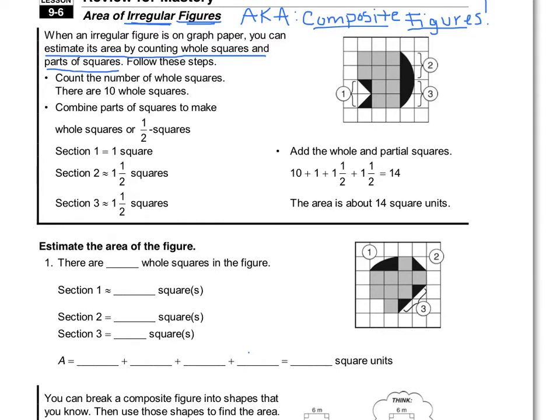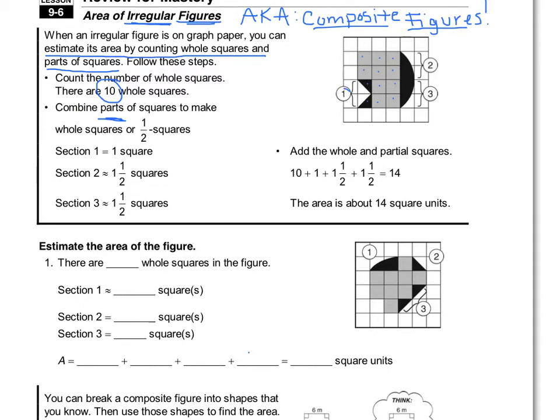Okay, so their first strategy is I'm going to count up all of the whole squares. So there are 1, 2, 3, 4, 5, 6, 7, 8, 9, 10. So that's where they got the 10. Combining the parts are those darkened areas. Okay, so they're saying, well, this is half and that's half, so that's 1.